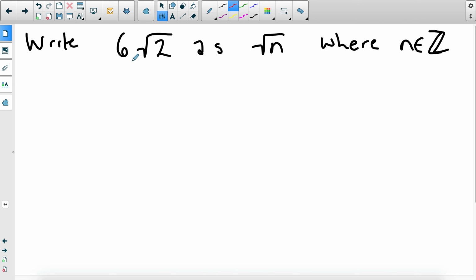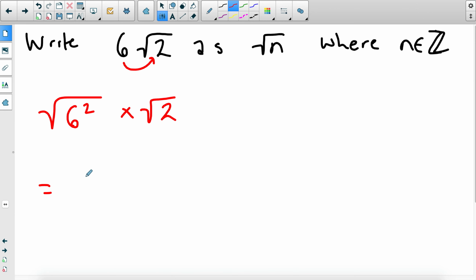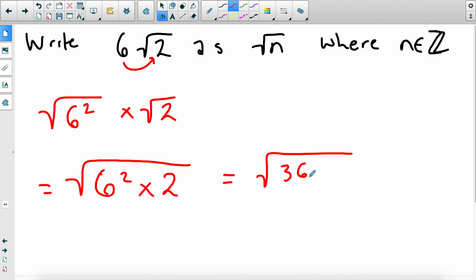So if I want to write this as an integer, it means I need to get the 6 back inside. To get the 6 back inside, I need to undo the square root, which is to actually square the number. So this is the same as saying 6 squared times square root of 2. And I can put them under the same surd, 36 times 2, which is square root of 72. This is one of those interesting type of questions. They don't pop up as often, but it's quite nice to see how you can undo a simplification.